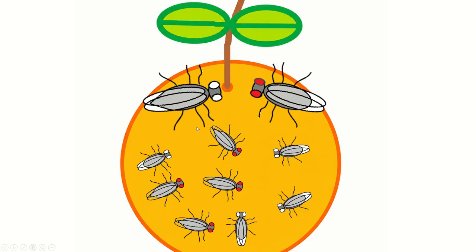Now you might notice that the wings look a little different. That was an accident. Don't worry about that. That has nothing to do with what we're looking for. They should all be white tipped.